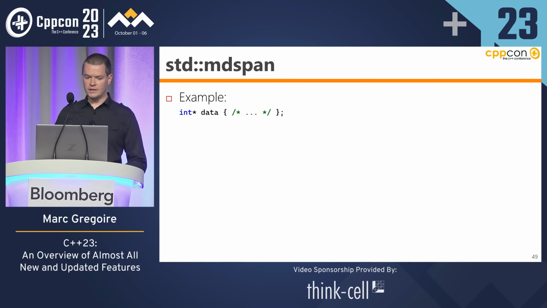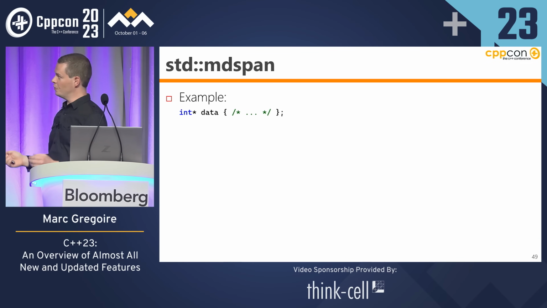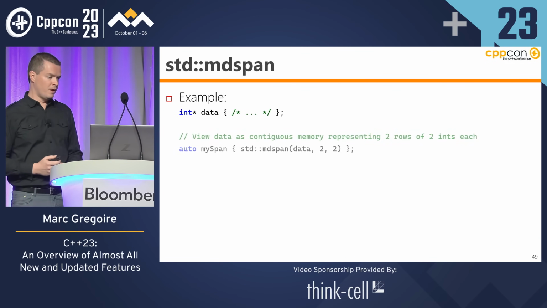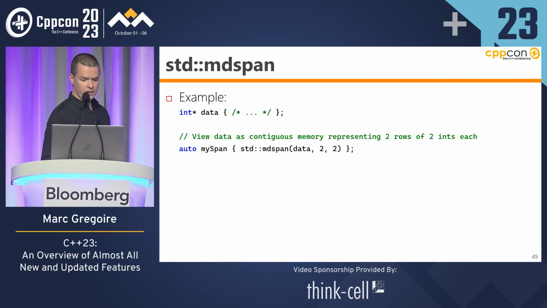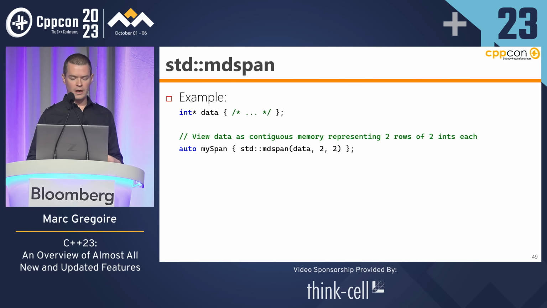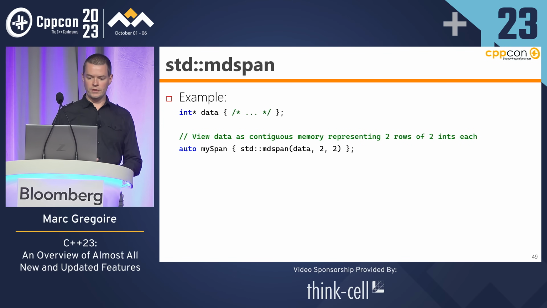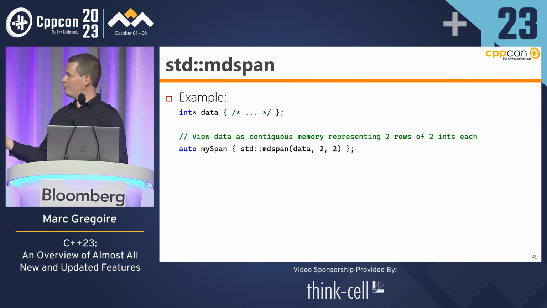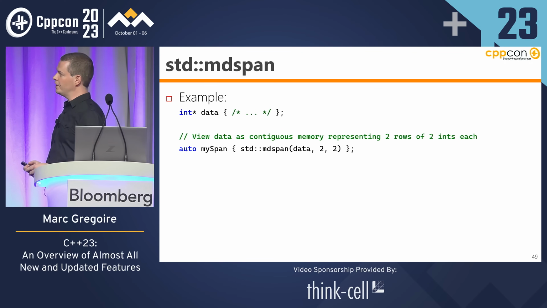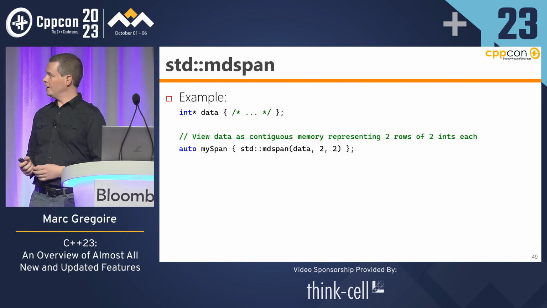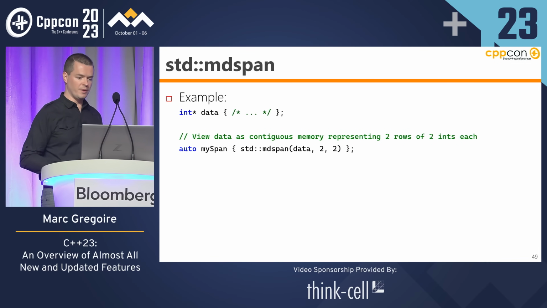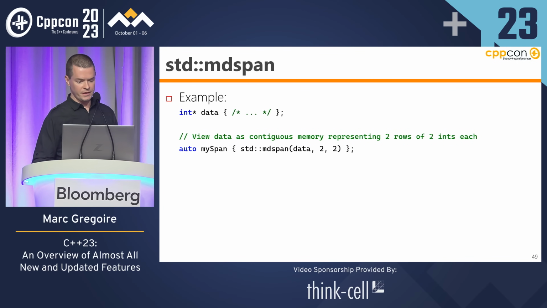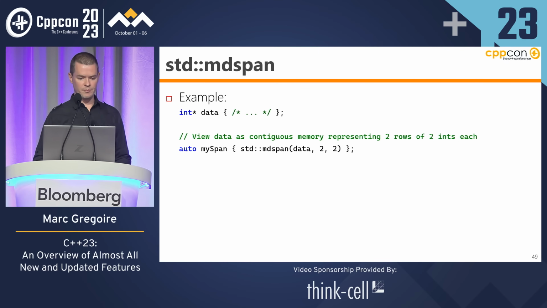So let's have a look at an example. So here I have some data. It's coming from somewhere. That's not important. But let's assume that that buffer represents actually a 2x2 array of integers. So then I can create an mdspan, and I pass my buffer as the first parameter. And then I specify two sizes for the two dimensions. So in both dimensions, my data has two elements in this example.